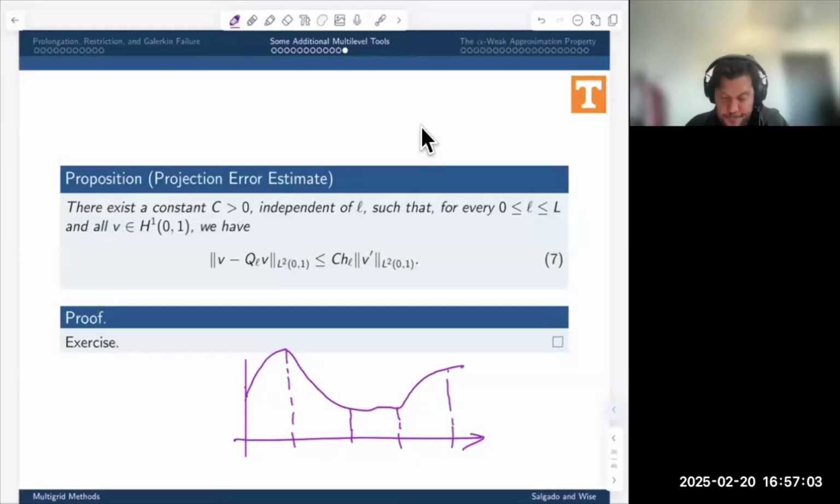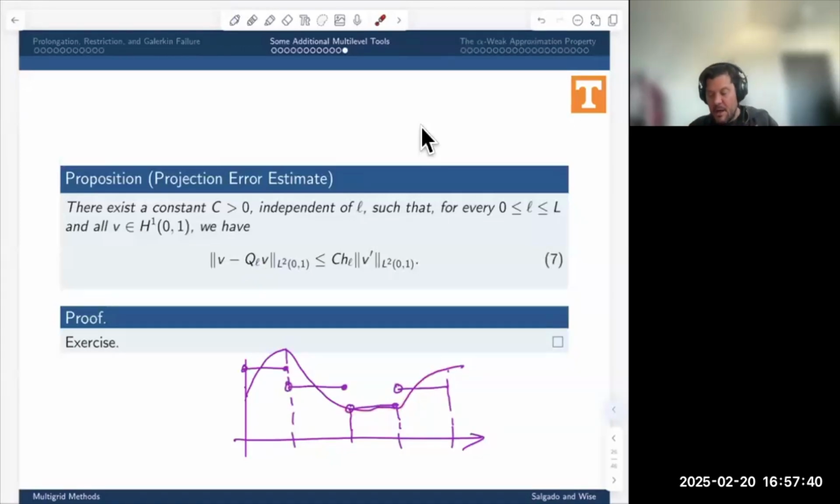Okay, so what's the average on this first interval? Maybe something which looks like that. And the average on this one maybe looks like that. Average here. And finally the average here. Right? So that's what this function looks like. If that is V, this thing is the L2 projection of V.